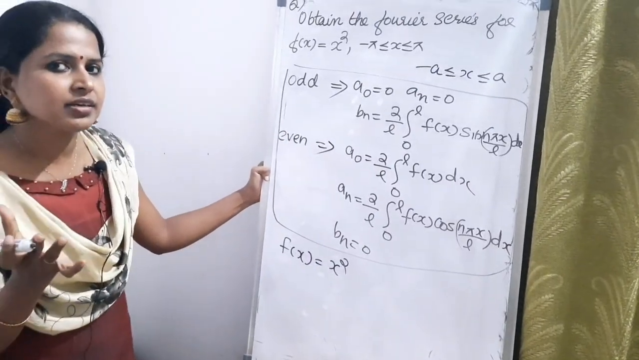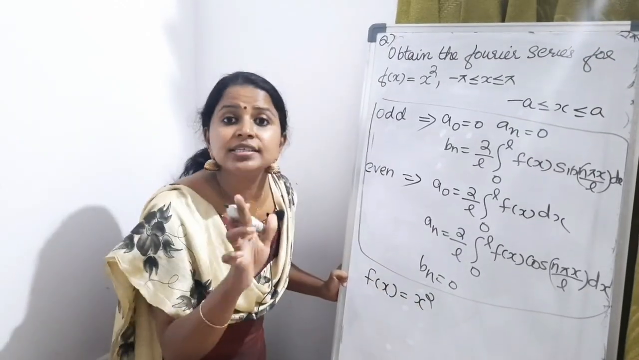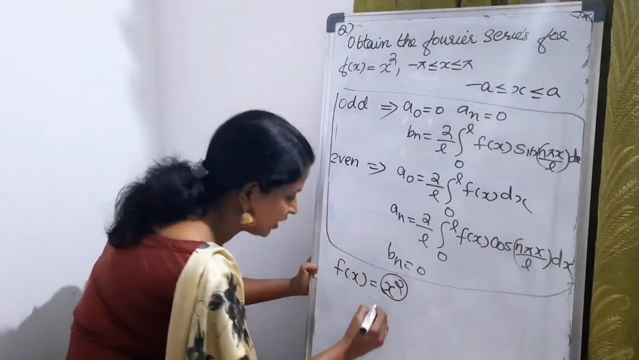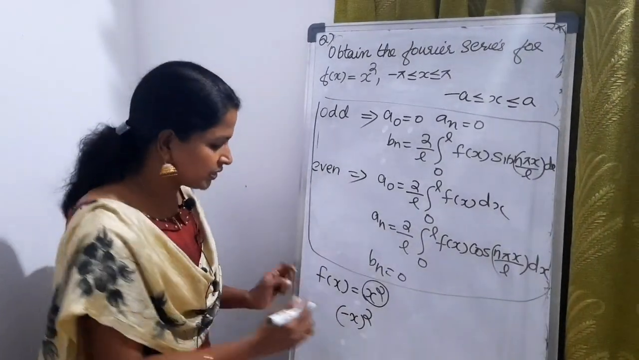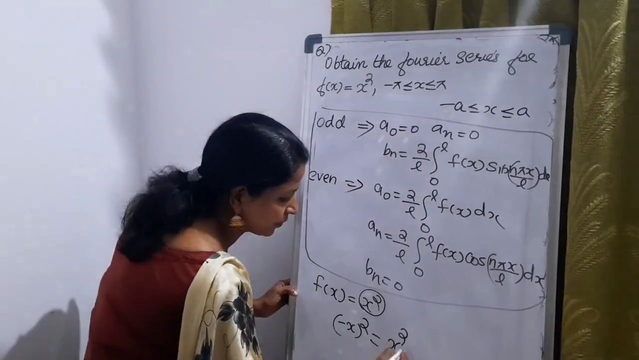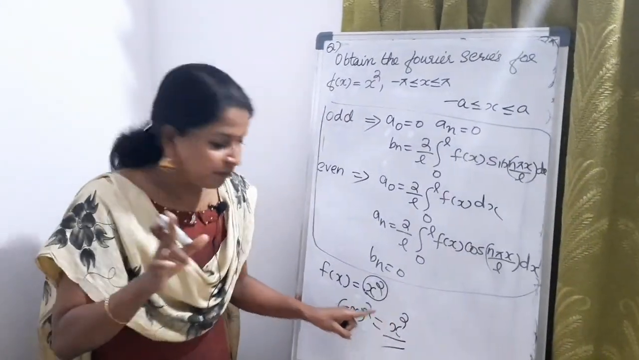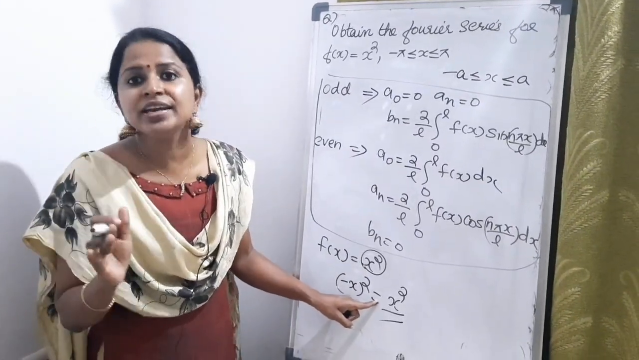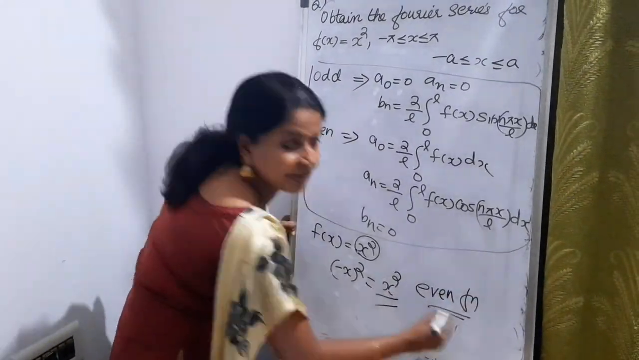Then how to check whether the function is odd or even? Here the variable is x. Put x equal to minus x. This is x square. Put x equal to minus x, that is minus x square. What is minus x square? Minus x square is minus x into minus x, that is positive x square. We get the same function. Here instead of x we substitute minus x, but we get the same function. Means this x square is even. We get the same function means it is even.